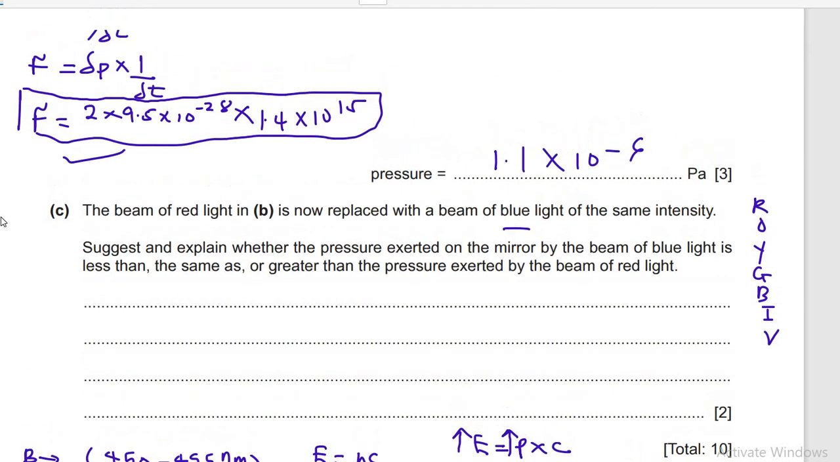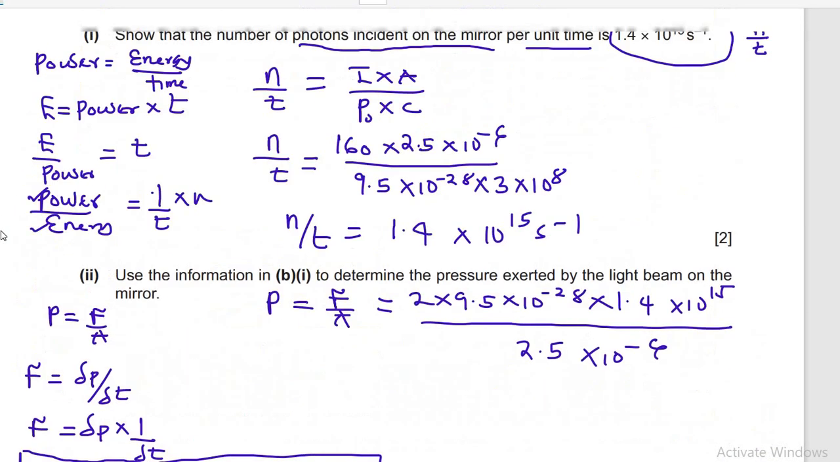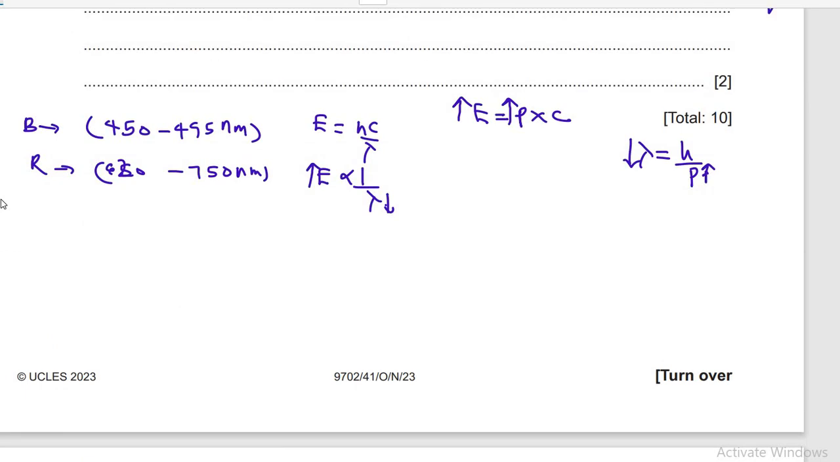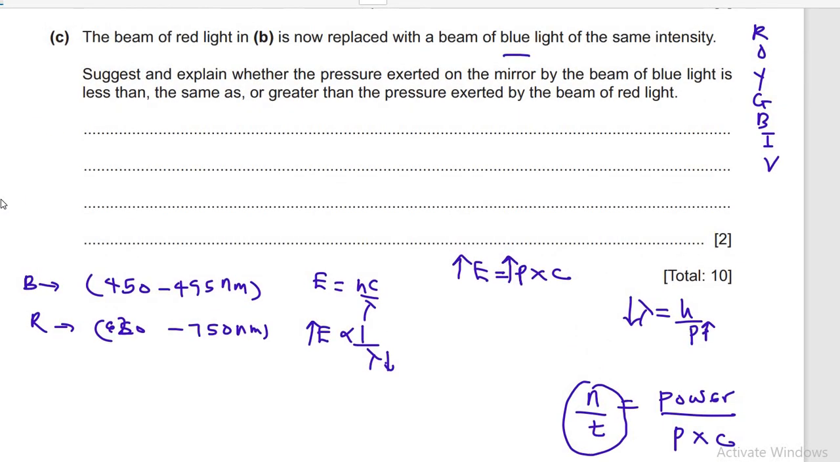And at the same time, look at my formula here. Number per unit time is power over energy. Energy is momentum times speed of light. Let me do it like this. The beam of red light is replaced by blue light of the same intensity. Suggest and estimate that the pressure exerted on the mirror by the beam of blue light is less than, same, or greater than the pressure of the beam of red light.